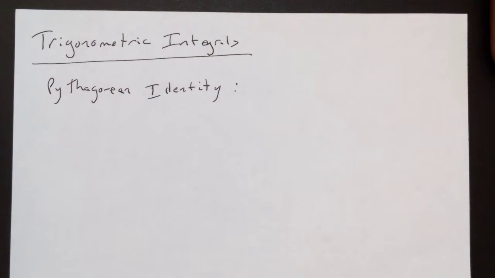I want to start with the Pythagorean identity for trig functions, the big one. Back in trig class, I said this is my favorite identity in the entire world for trig. Pythagoras for trigonometry. What was this identity?